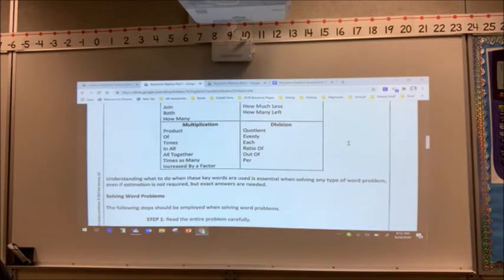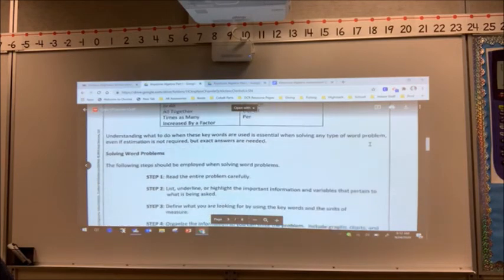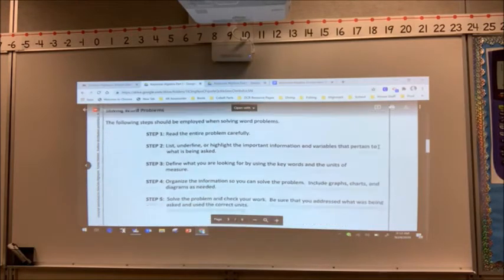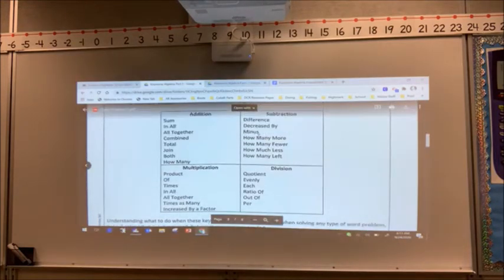Understanding what to do when these keywords are used is essential when solving any type of word problem, even if estimation is not required, but when you want to find exact values. Solving word problems. The following steps should be used when solving word problems. Read the entire problem carefully. You might want to reread the problem a second time. List, underline, or highlight the important information and variables that pertain to what is being asked. Important information would be like these keywords up here to use for addition, subtraction, multiplication, division.